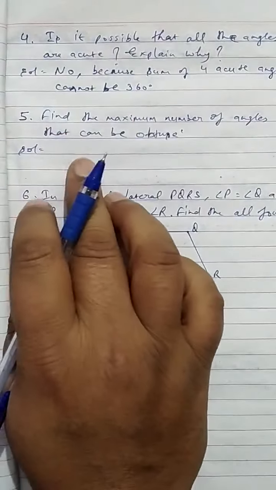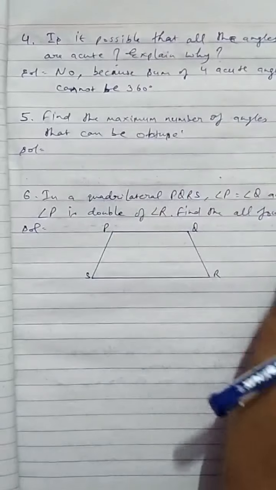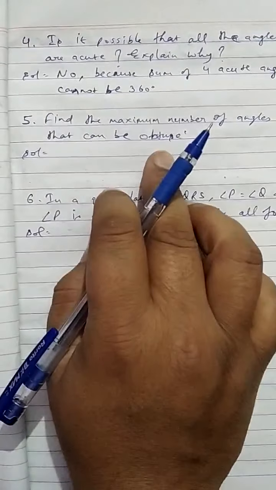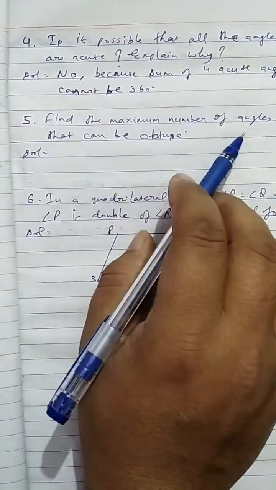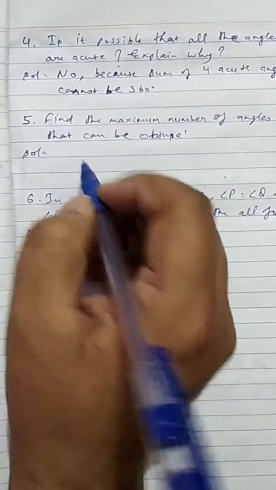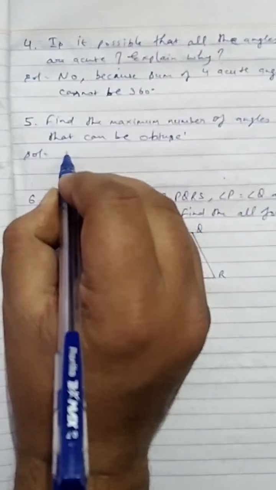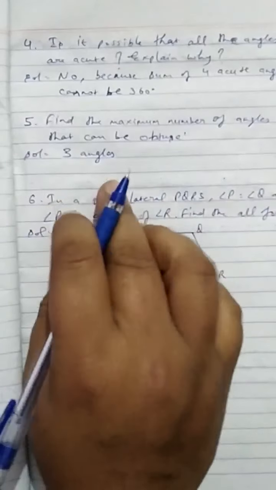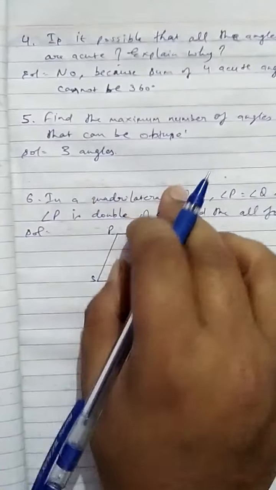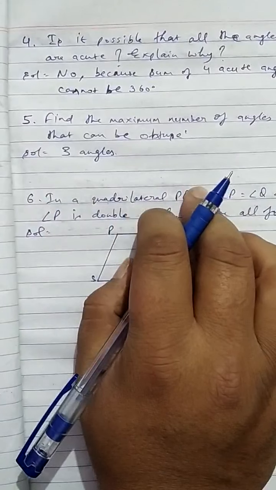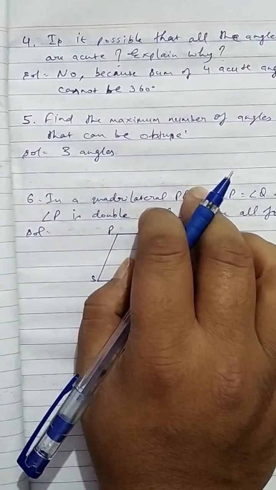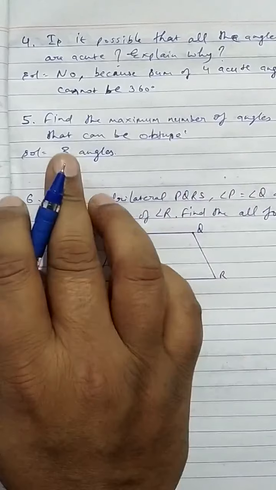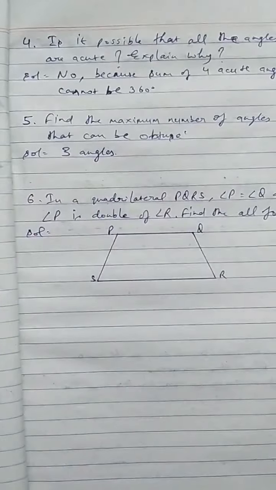Next, number 5. The maximum number of angles in a quadrilateral that can be obtuse. You have to find the maximum number of angles. So its answer is 3 angles. For example, 100, 100 and 100. These 3 are obtuse, and the fourth angle will be 60. So only 3 angles are possible in that case.